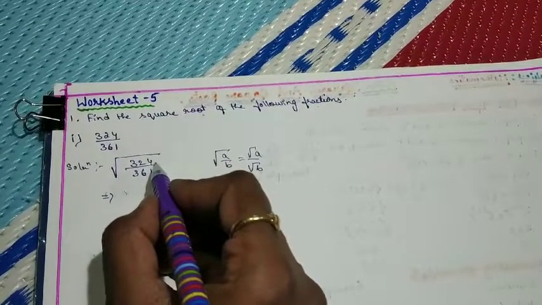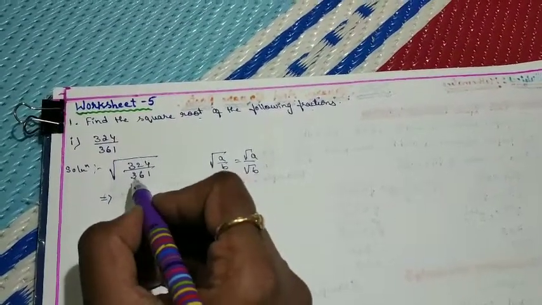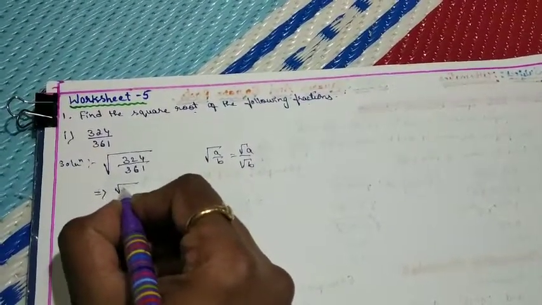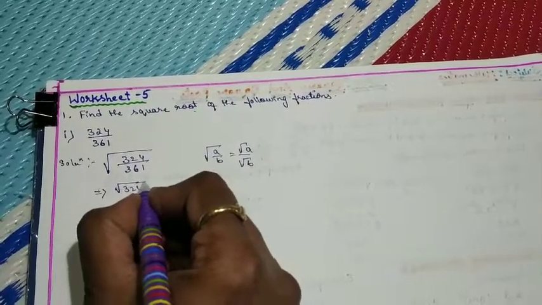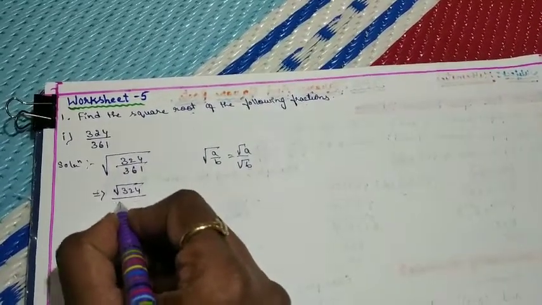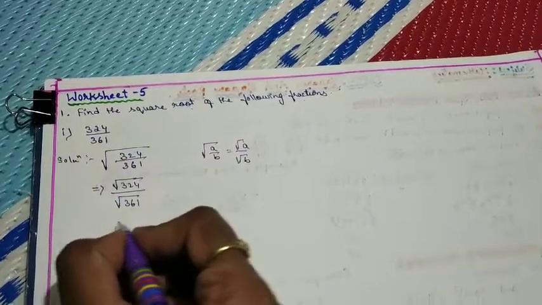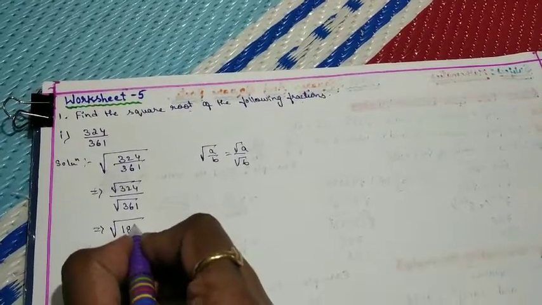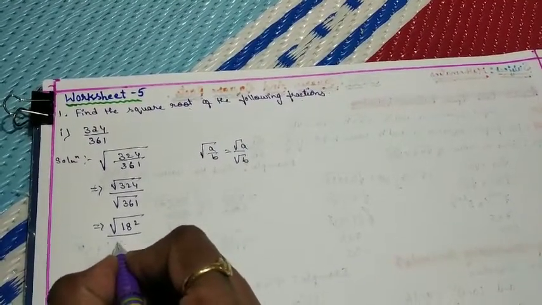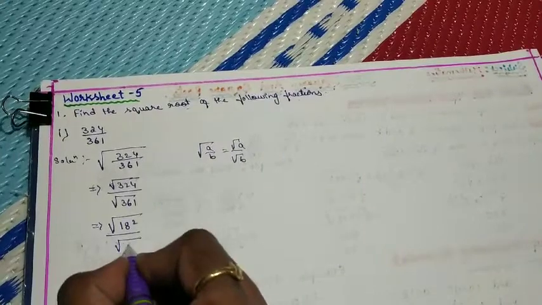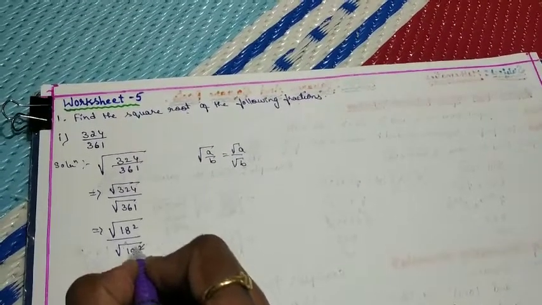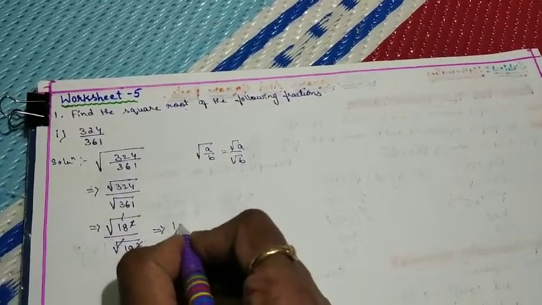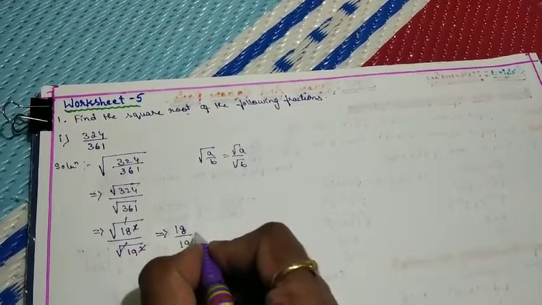Is 324 a perfect square? Yes. Is 361 a perfect square? Yes. Then it can be written as square root of 324 divided by square root of 361. 324 is a perfect square of 18, so I can write it as 18 square, divided by 361, which is a perfect square of 19, so I can write it as 19 square. Square and square root get cancelled. Then the fraction is 18 by 19.